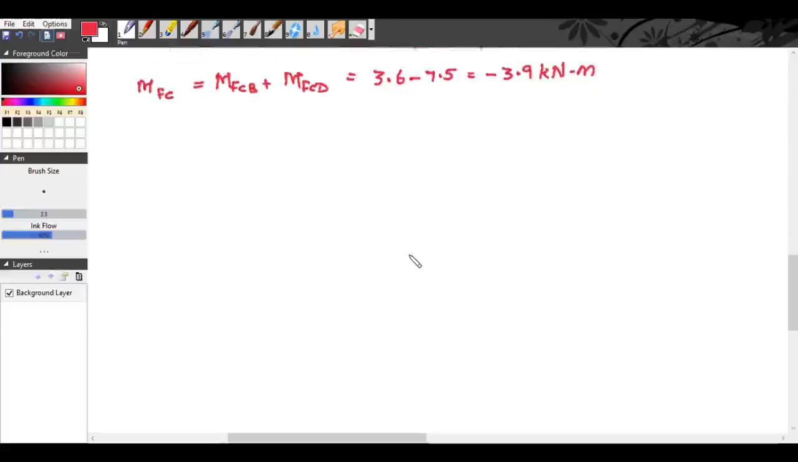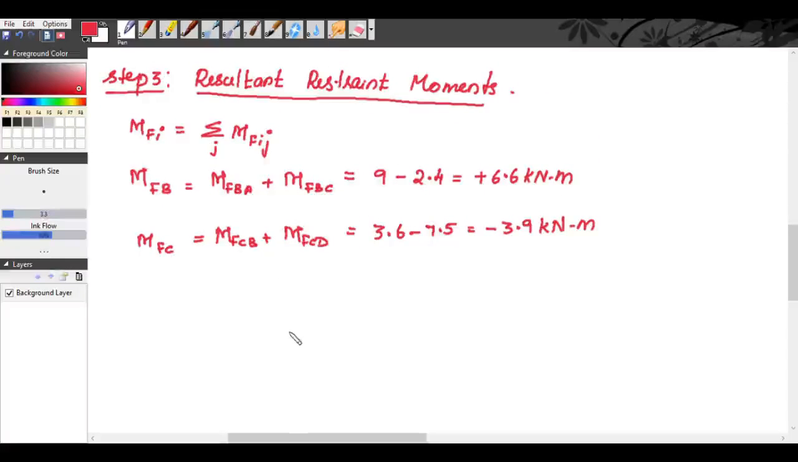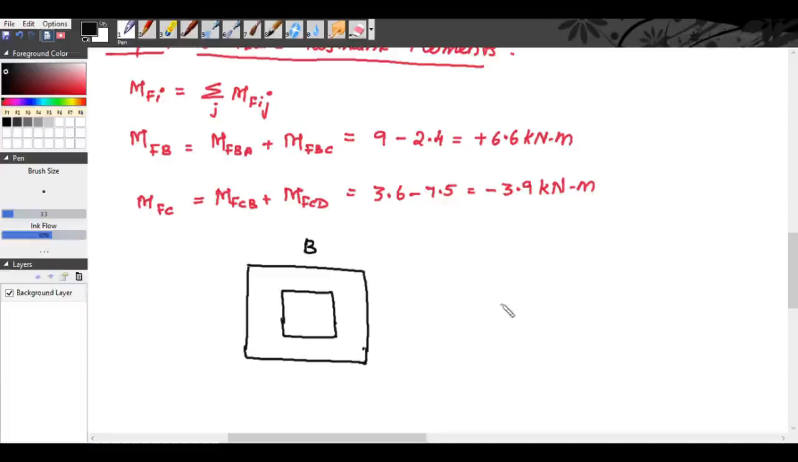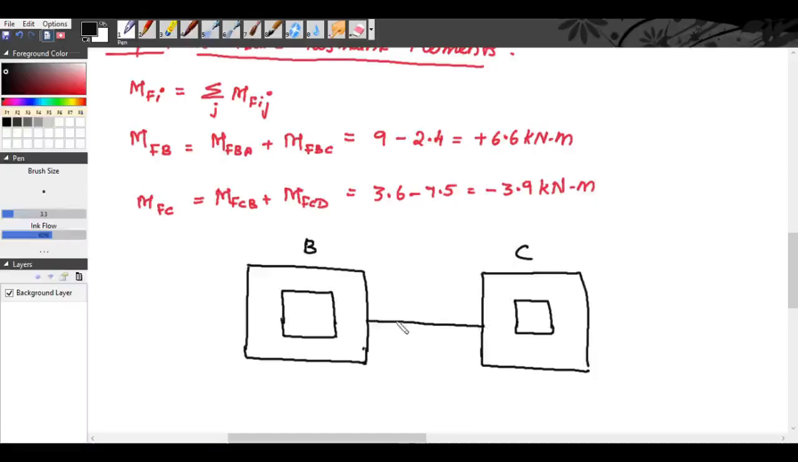So we have two joints. We will draw the smaller box for B. Now we will enter these values in the Kani's table. First of all, for joint B, we have one smaller box and one larger box. Similarly for joint C, we have one smaller box and one larger box. B and C are intermediate members.